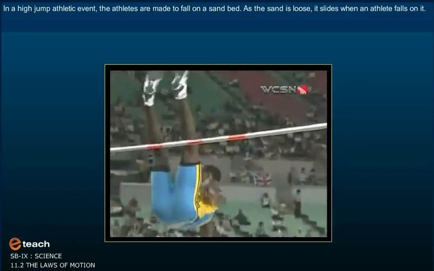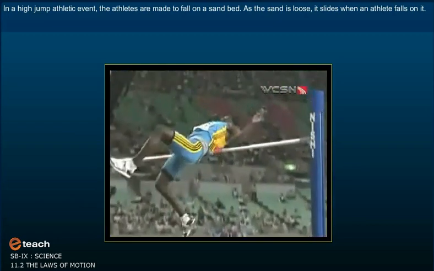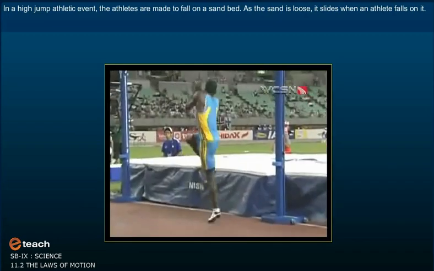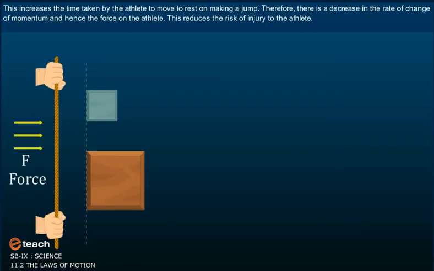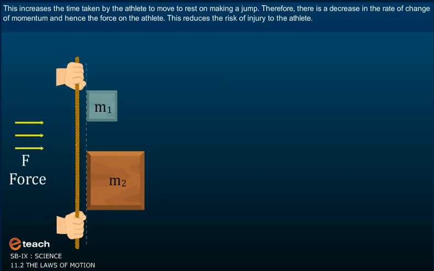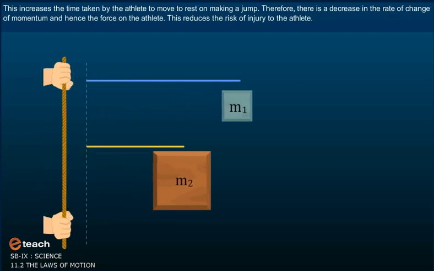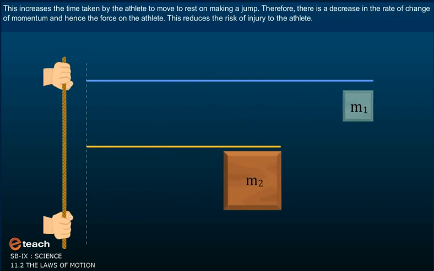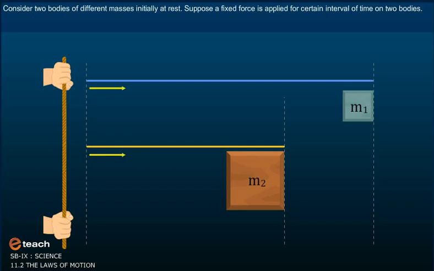As the sand is loose, it slides when an athlete falls on it. This increases the time taken by the athlete to move to rest on making a jump. Therefore, there is a decrease in the rate of change of momentum and hence the force on the athlete. This reduces the risk of injury to the athlete.